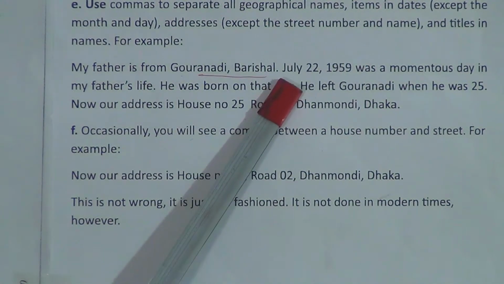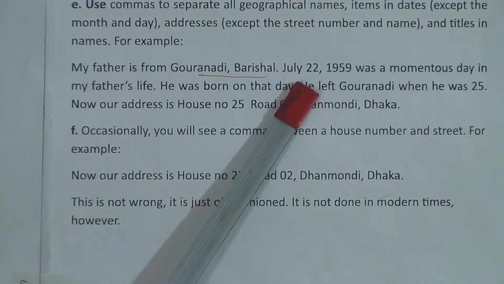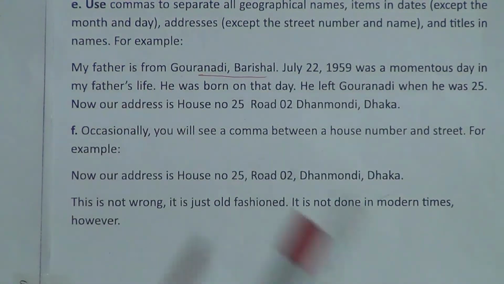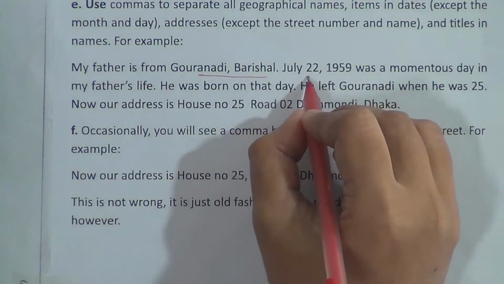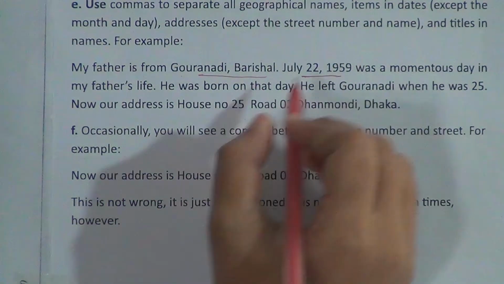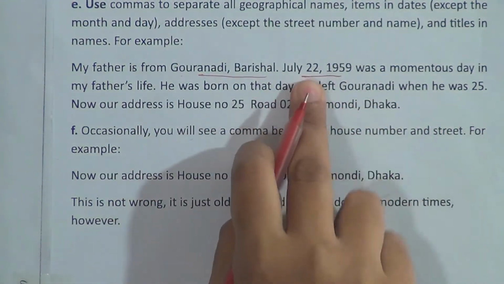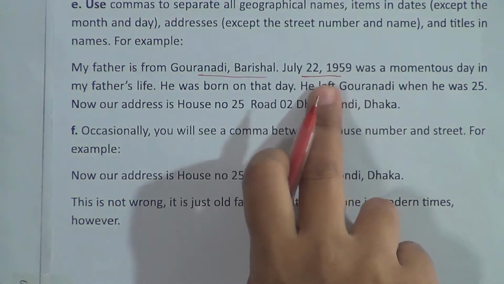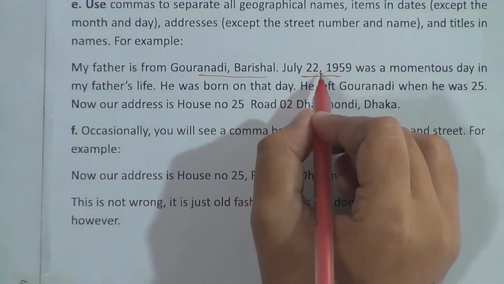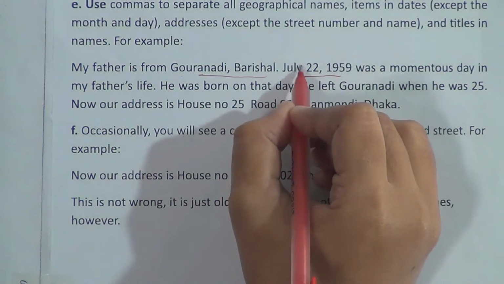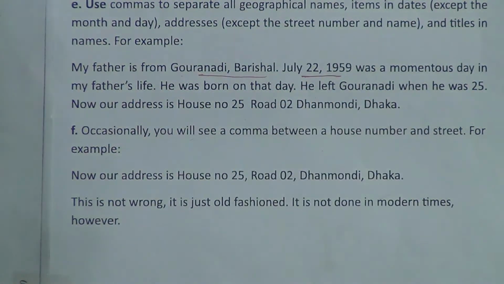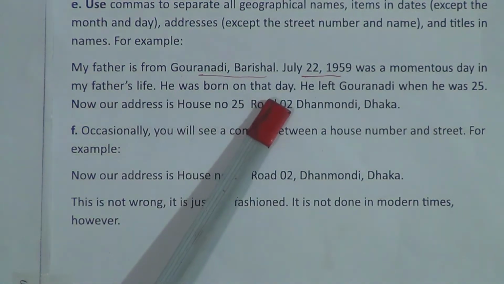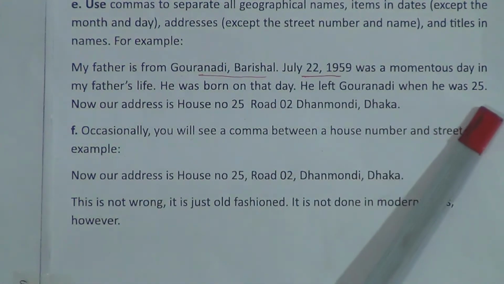And then now look, July 22, 1959 was a momentous day in my father's life. We separate the date, July 22, and the year 1959 by putting a comma, but we don't put a comma after the month. He was born on that day. He left Gauranodi when he was 25.